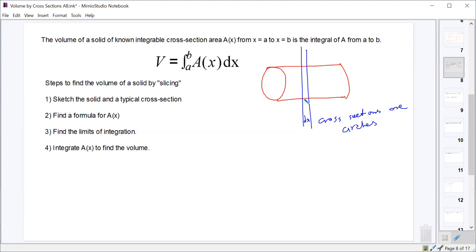And so the volume of this little, very thin cylinder, because that's what it is, right? It's a very thin disk. That is the area of the circle times this thickness dx. Would you guys agree with that?